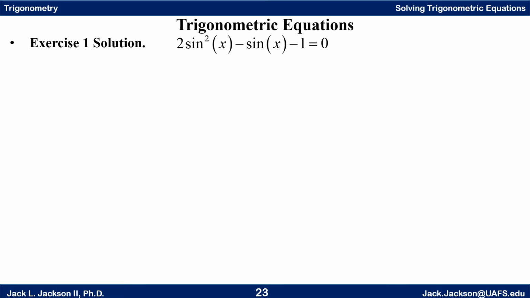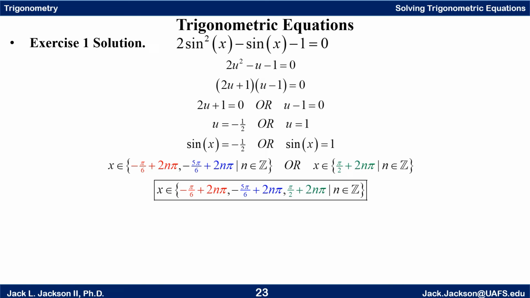So here's our first one. 2 sine square of x minus sine x minus 1 equals 0. Now, if you haven't done it already, you need to work this yourself. So press pause now. All right, you're back. Hopefully you've worked this yourself.